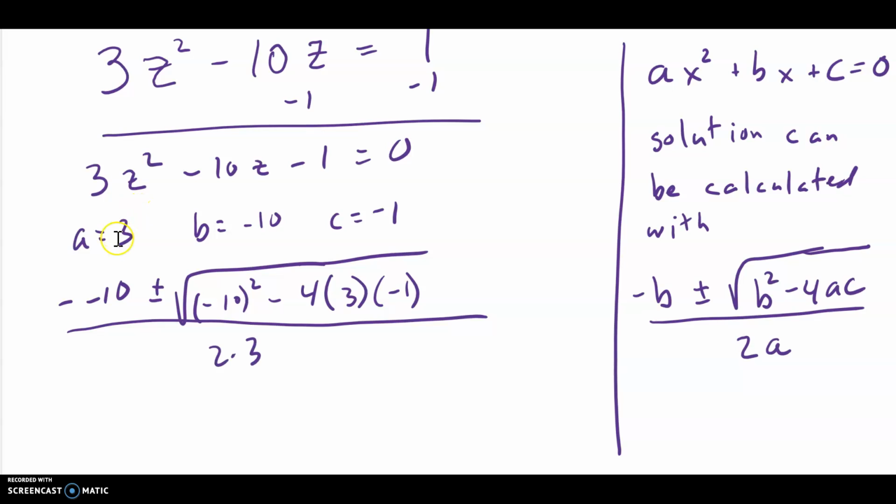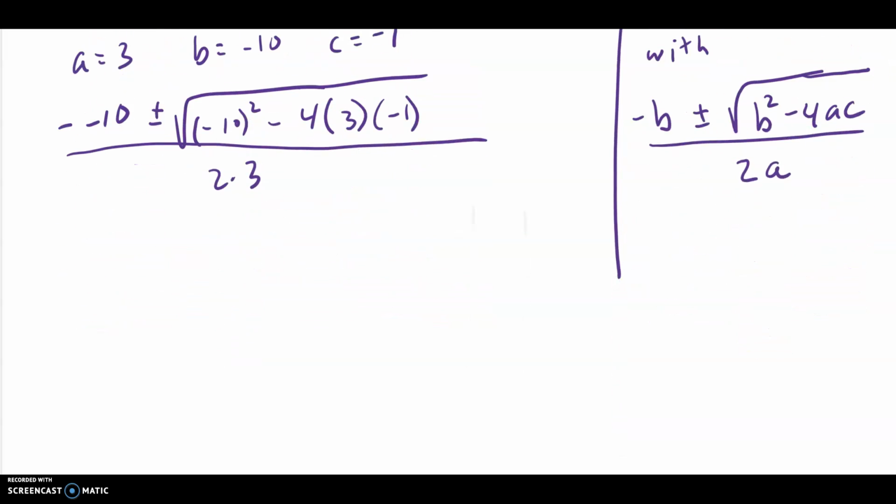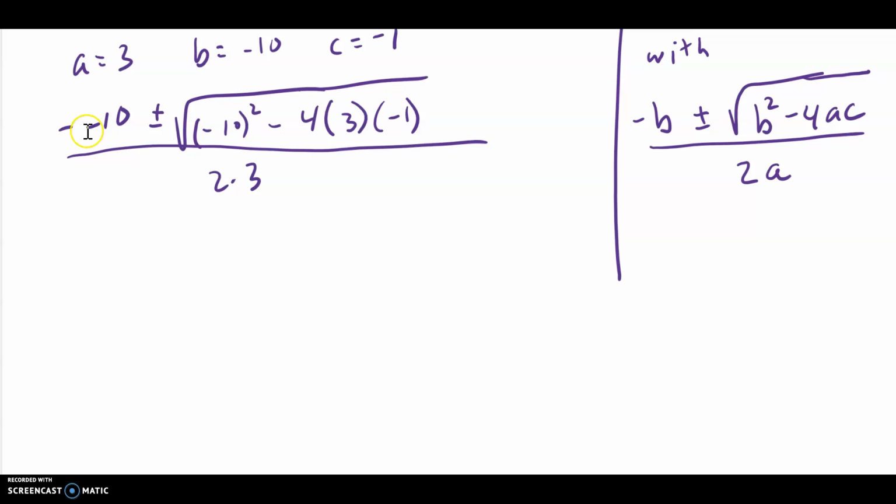Okay, now, after plugging in the numbers, it's just a matter of doing the arithmetic. So, first of all, negative of negative 10 is positive 10, plus or minus. Negative 10 squared: a negative times a negative is positive, so negative 10 times negative 10 is positive 100. So I've got the square root of 100.